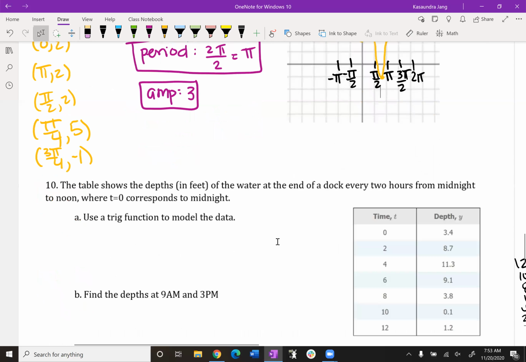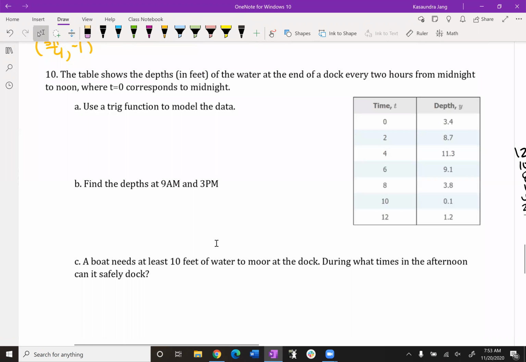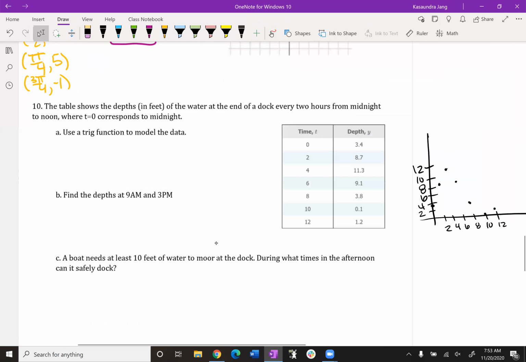And then let's look at number 10 here, last one. Little word problem. So I plotted the points that they were talking about over here. It says that the table shows the depths in feet of water at the end of a dock every 2 hours from midnight to noon, where t equals 0 corresponds to midnight.